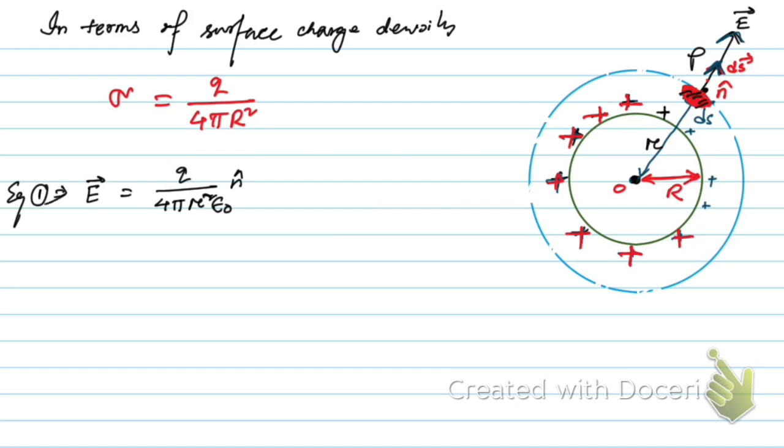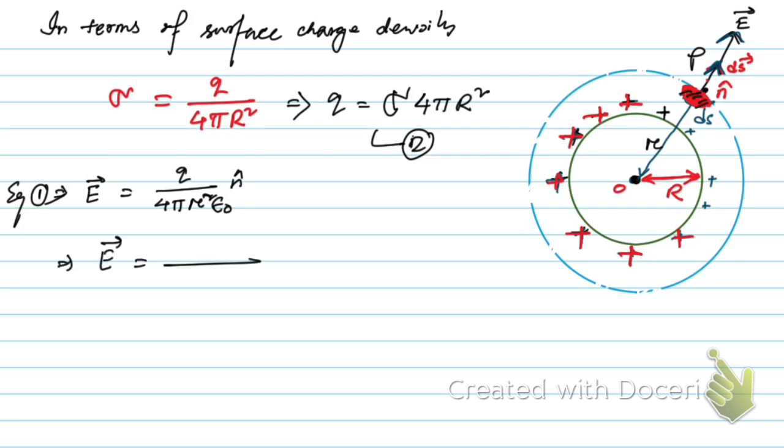Now we can replace Q by sigma 4 pi capital R square. Okay, let me use this here. This is suppose equation number 2. Okay, so if we use this one here instead of Q, that is sigma 4 pi capital R square, divided by 4 pi small r square epsilon naught n cap. So using 2, then what we're gonna have?